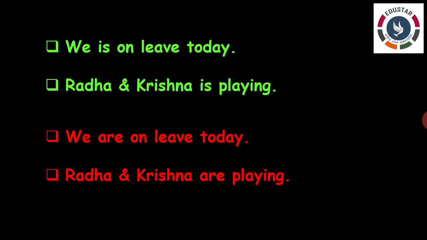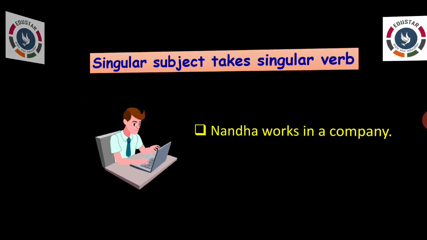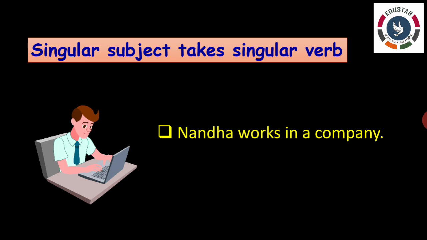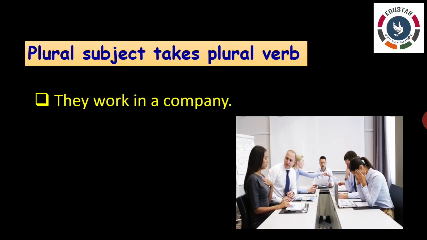Now we have certain rules for subject verb agreement. That is what we are going to discuss further. Come, let's move on. As I said, a singular subject takes a singular verb. I have given an example. See this, Nanda works in a company. As I said, a plural subject takes a plural verb. See, they work in a company. So this is what you have to know.